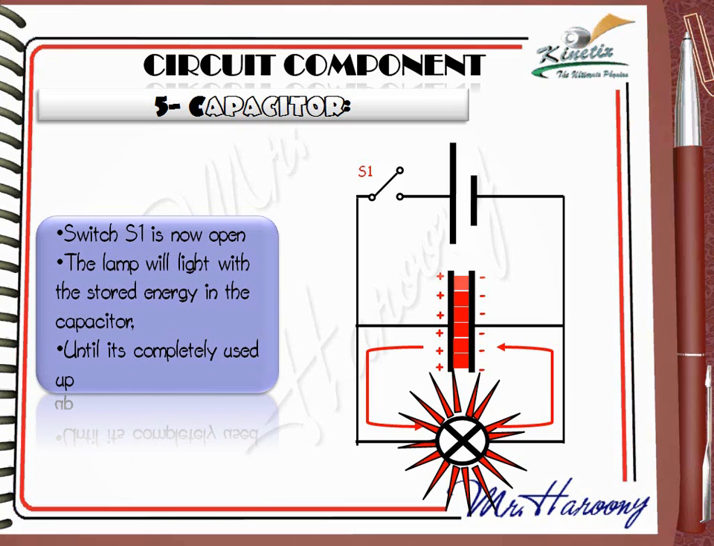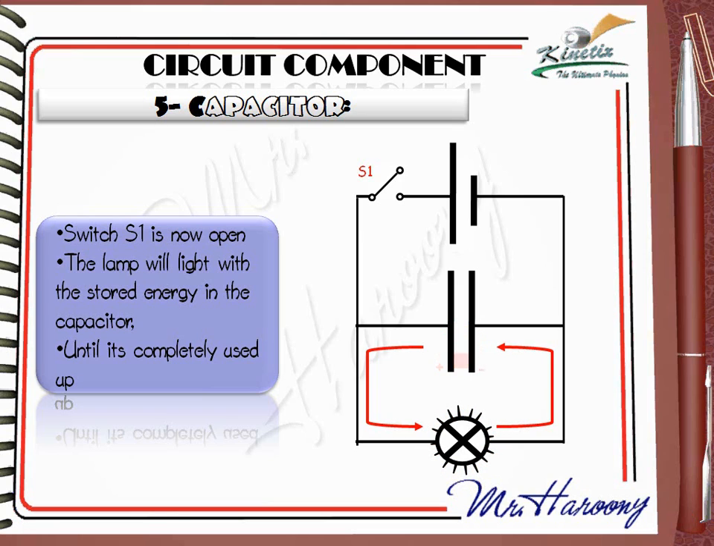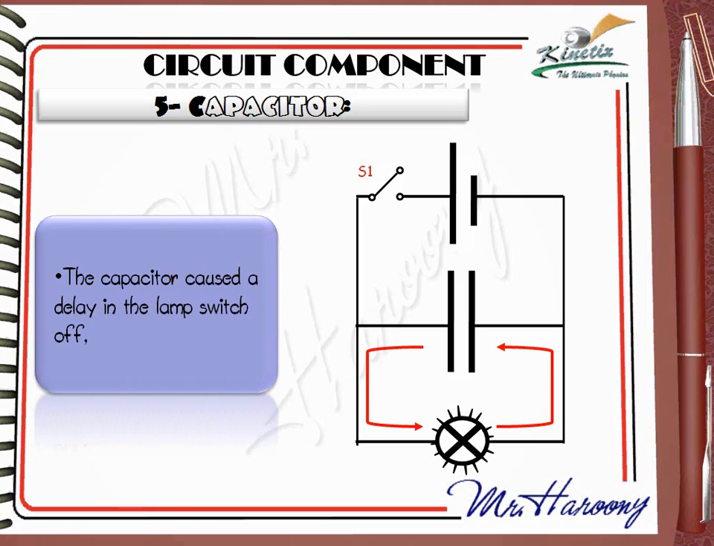The lamp will light with the stored energy in the capacitor until it's completely used up. As you can see, the brightness of the bulb decreases until the electric energy is completely used up. The capacitor caused a delay in the lamp switch off.